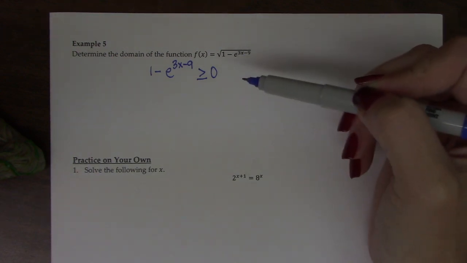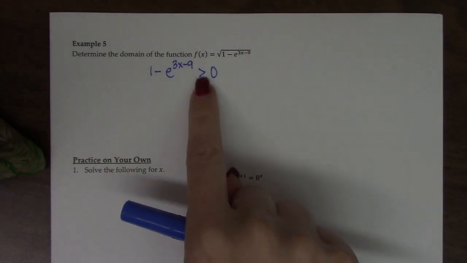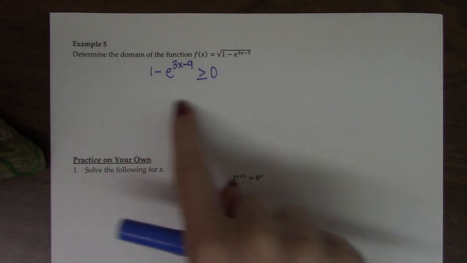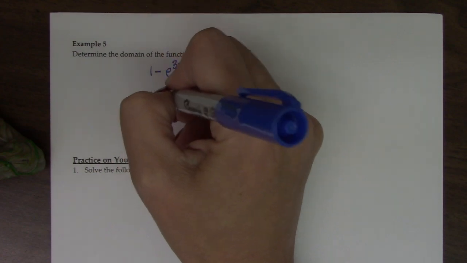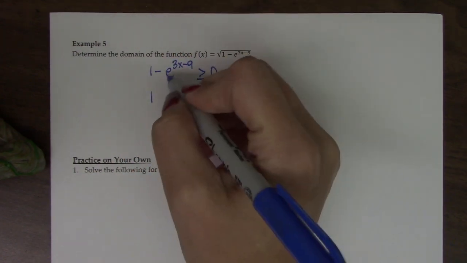If for some reason the radical's in the denominator, then I would have just set it strictly greater than 0 because you cannot have 0 in the denominator. So now I just need to solve this inequality to see what values of x are valid. So the first thing I'm going to do is add this negative e to the 3x minus 9 to both sides.